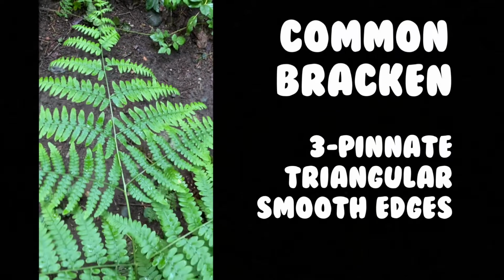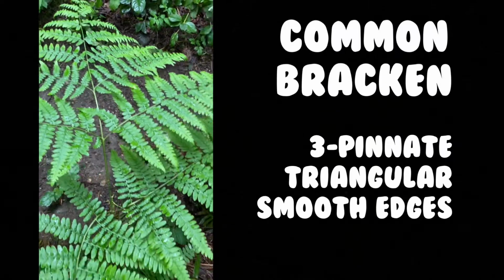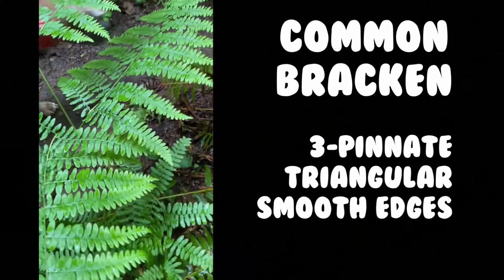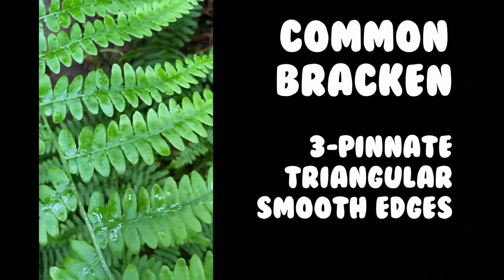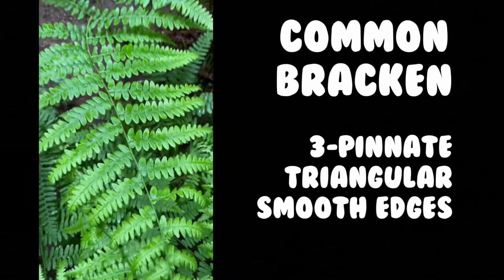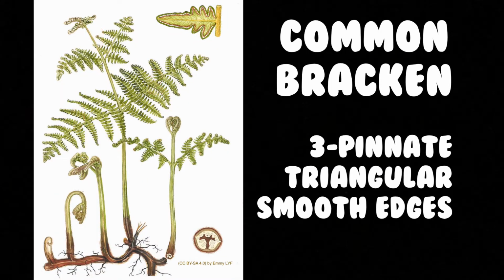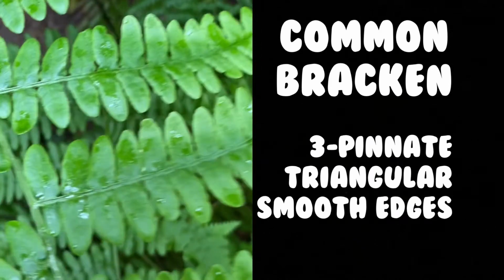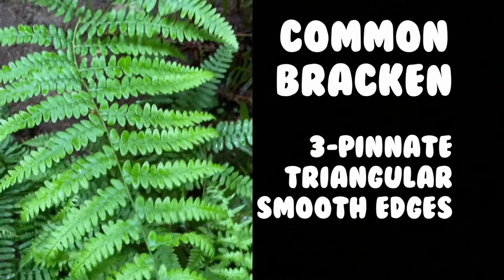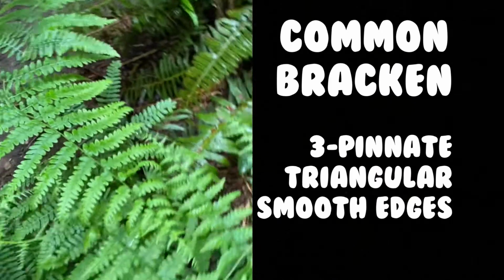The common bracken is similar to the lady and spiny wood fern as well. It is 3 times pinnate and triangular, but the first division is so large it can almost look like 3 different fronds, but they're not because they're all connected to the same stipe. The edges of the pinnae on the common bracken are also much smoother than the lady or spiny wood fern, almost as smooth as the deer fern's edges.